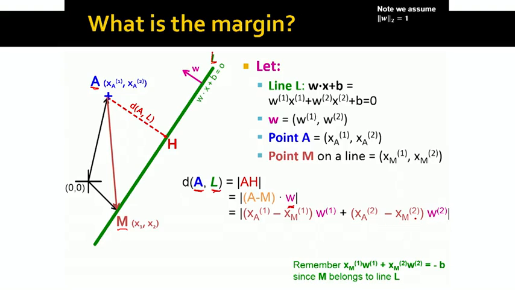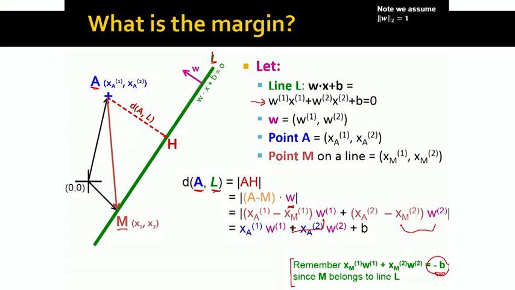Now if we distribute the w inside, there is one important thing we have to remember. We remember that point M belongs to the line. So how is the line defined? The line is defined up here, which means that x sub M1 times w1 plus x sub M2 times w2 equals minus b. So if we take these terms and sum them together, their value should be minus b.